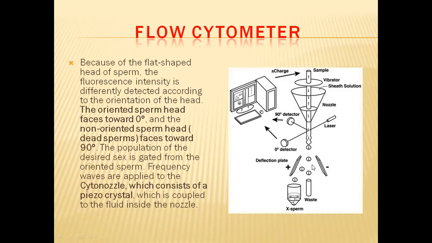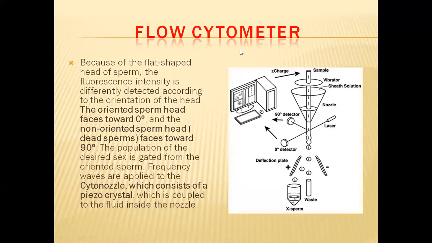They will either be attracted towards the positively charged deflection plate, or they will be attracted towards the negatively charged deflection plate. Only X and Y chromosomes will be attracted towards the positively and negatively charged plates. The dead or useless sperms will not be attracted towards these plates. So all those waste materials will be collected exactly in the middle vessel.